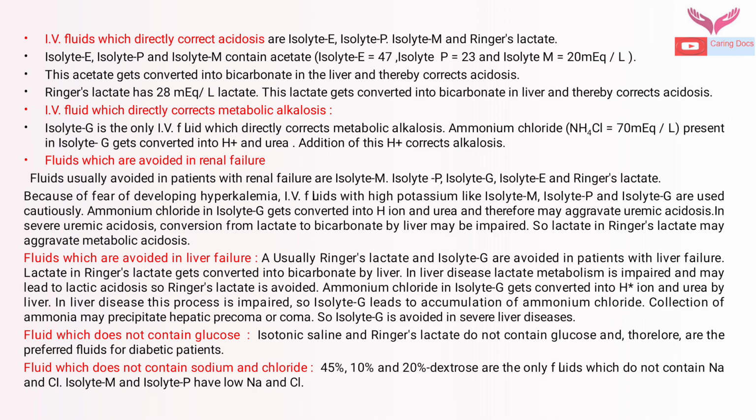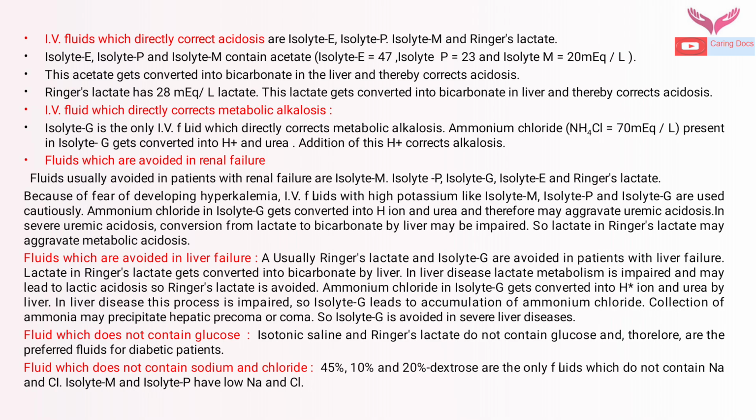are used cautiously. The ammonium chloride in isolyte G gets converted into hydrogen ion and urea, therefore it may aggravate uremic acidosis. And in severe uremic acidosis, conversion from lactate to bicarbonate by the liver may be impaired. So, lactate in ringer lactate may aggravate the metabolic acidosis.